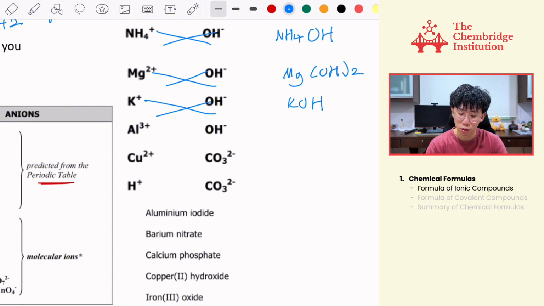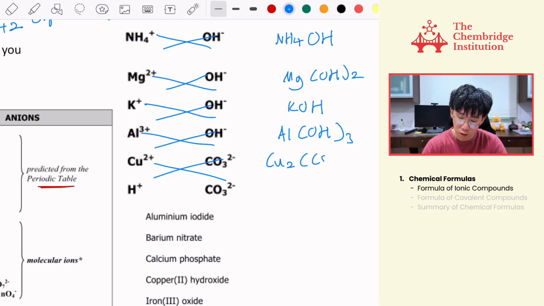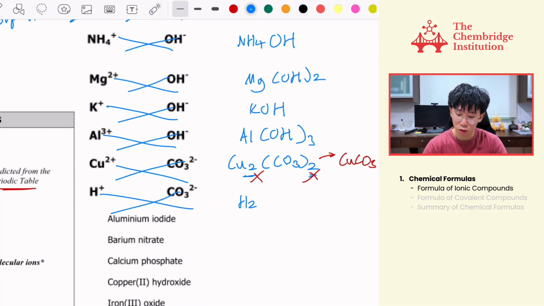Al3+ and OH-, so it's just crisscross, so there's going to be 3 OH- ions here. Copper 2+ and carbonate ion, you crisscross in a 2:2 ratio, but we don't normally put it like this. We always want to simplify it, so instead we can simplify this to make it CuCO3. Next, we have H+ and CO3 2-. If you crisscross, it'll just become H2CO3. So pretty straightforward when we know the ion.